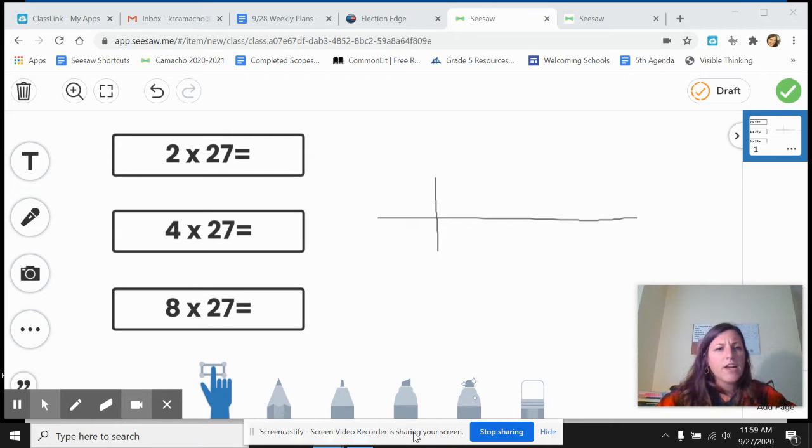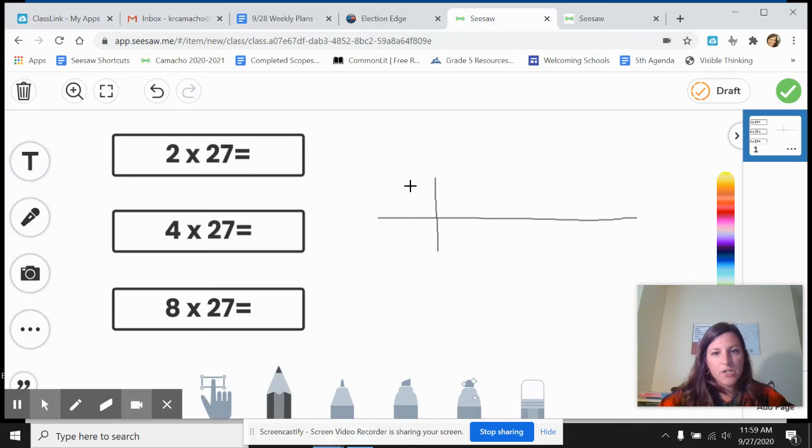Now, we've been doing a lot of over or under strategies. Today, I'm going to focus on a strategy that uses a ratio table. And when I'm doing a ratio table, I'm always thinking of groups of something. So I can see in this problem, there are all 27s in all three of these problems. And I'm doing groups of 27. So this is 2 groups of 27, 4 groups of 27, and 8 groups of 27.